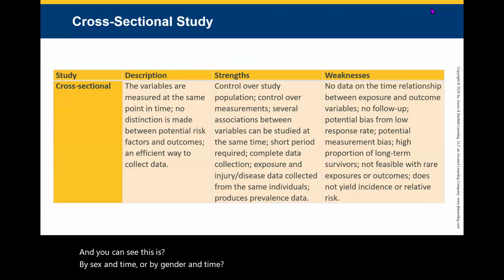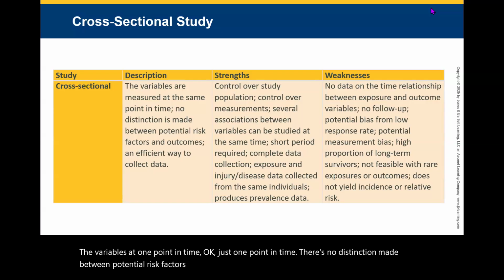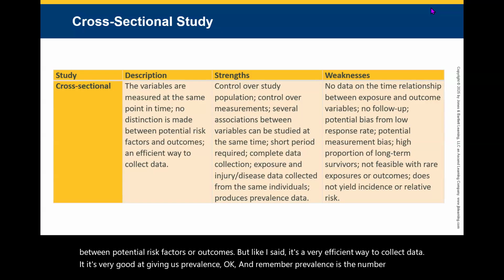A cross-sectional study is where we are looking at the variables at one point in time. Okay, just one point in time. There's no distinction made between potential risk factors or outcomes. But like I said, it's a very efficient way to collect data. It's very good at giving us prevalence. Okay, and remember, prevalence is the number of new cases plus old cases.